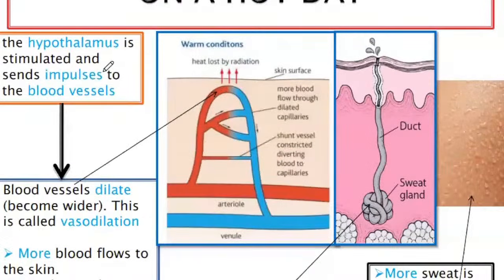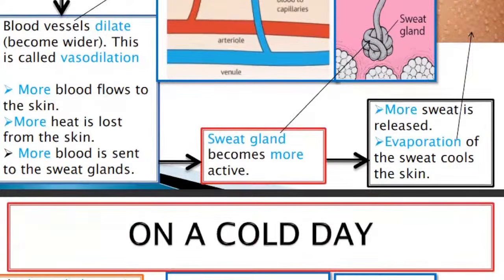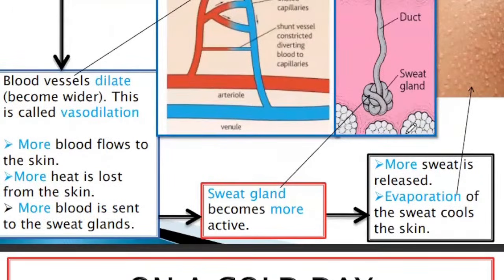The hypothalamus is stimulated and then sends impulses to the blood vessels. The blood vessels dilate, they become wider. This is called vasodilation. More blood will flow into the skin. More sweat is lost. And then more sweat is sent to the sweat gland. The sweat gland becomes more active, and then more sweat is released. Did I say... let me check, guys. Wait a moment.